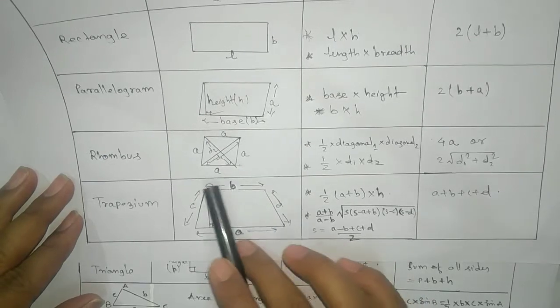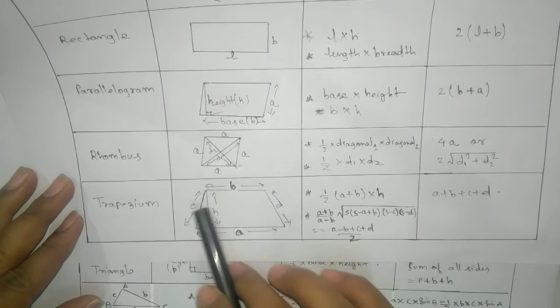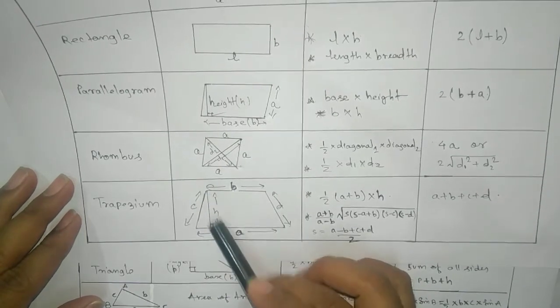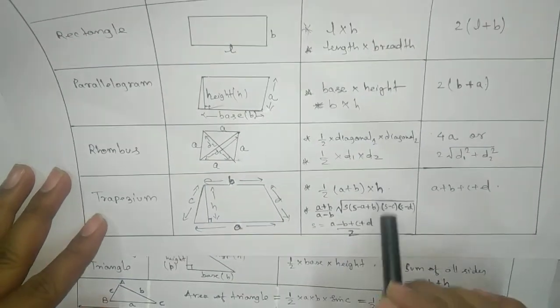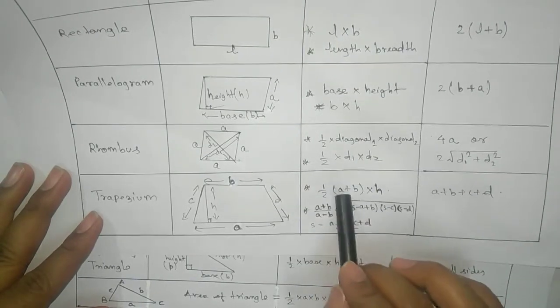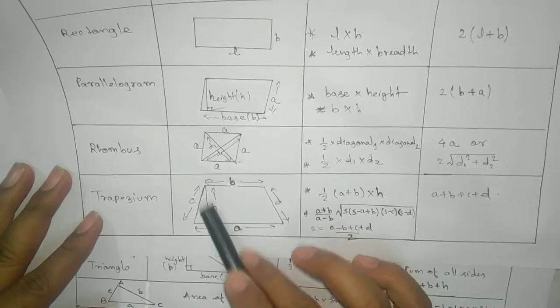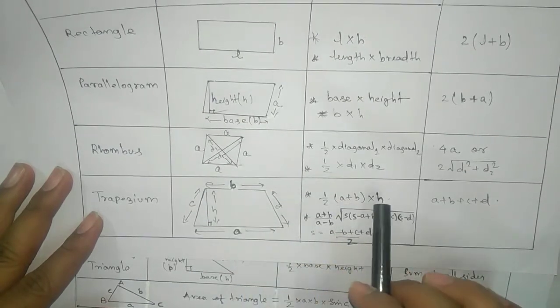Okay, now if we enter into the trapezium, you can see that these are the parallel sides, length b and length a, and these two are the non-parallel sides, and here you are getting one height. You can apply this formula, that is half into the sum of parallel sides into height, if the parallel sides and the distance between them are given to you.